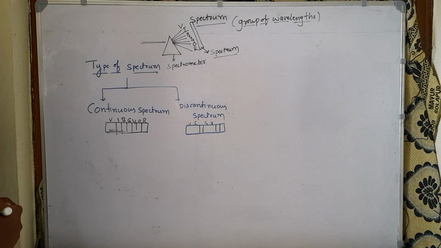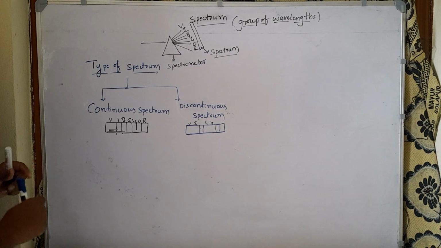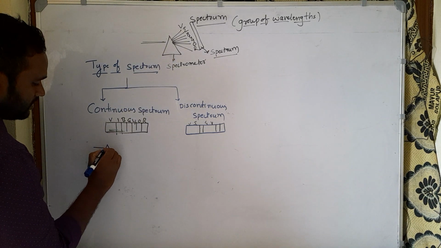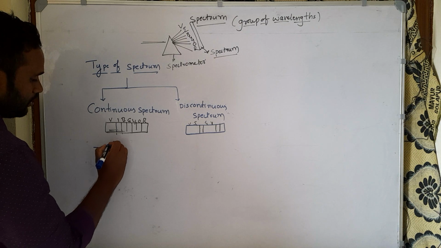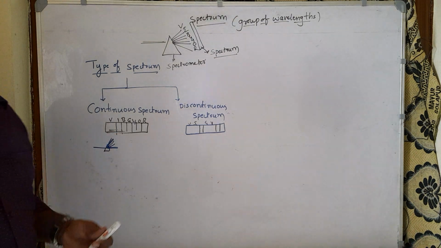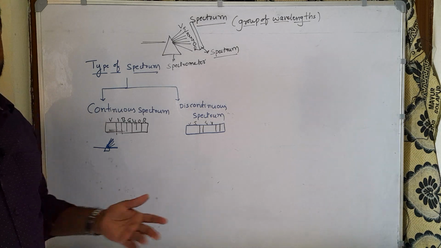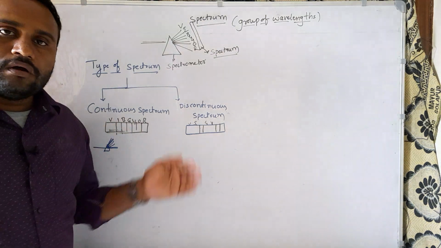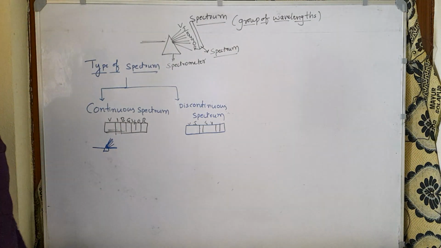discontinuous spectrum. For continuous spectrum, we can tell one example, that is passing of white light through a prism. There we can observe merging of one color with another color, like rainbow. When you see the rainbow, there we can see 7 colors, one color merged with another color, that is a continuous spectrum.